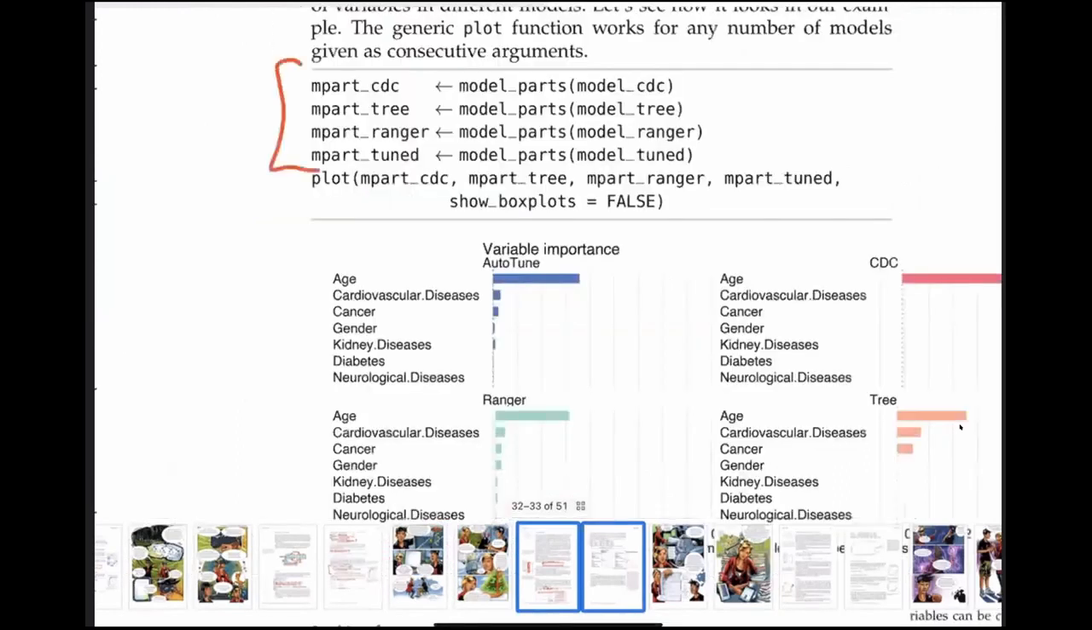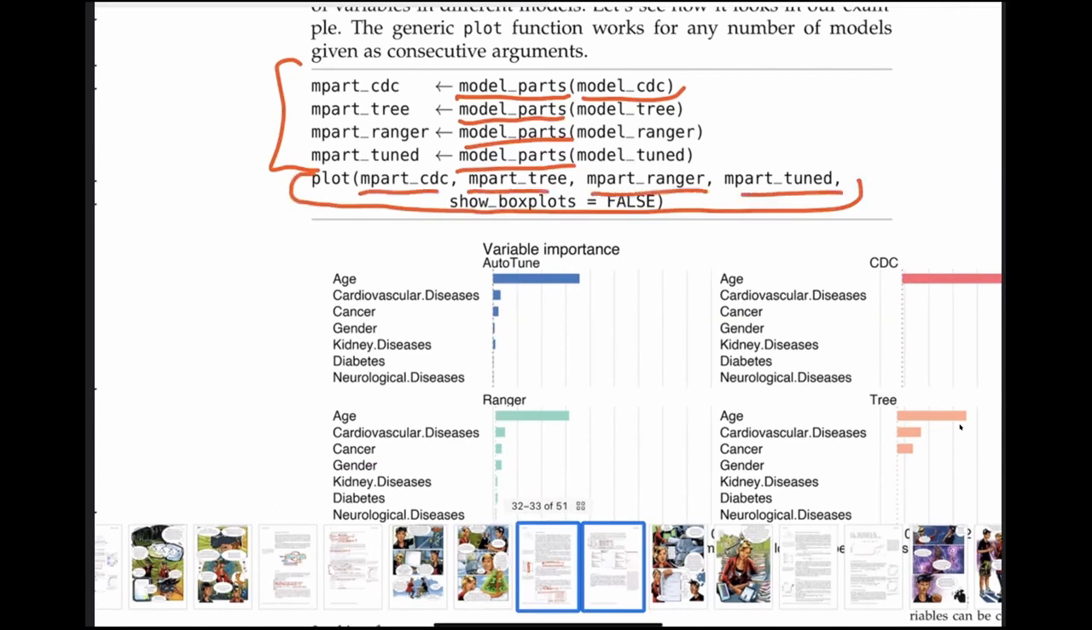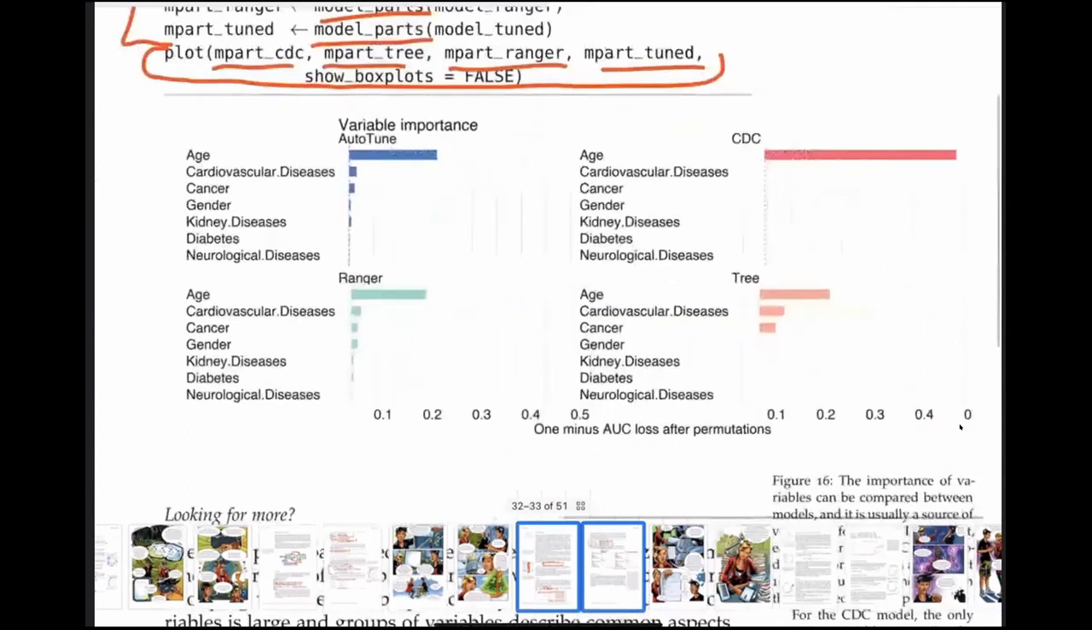We have four candidate models. Let's compare them. You can forget about all these internal differences. These models, again, have very different structures. But once they are wrapped in this explainer, you can just calculate importance with the model_parts function, and you can visualize this importance with the generic plot function, just by specifying these four explanations. So here is the summary.